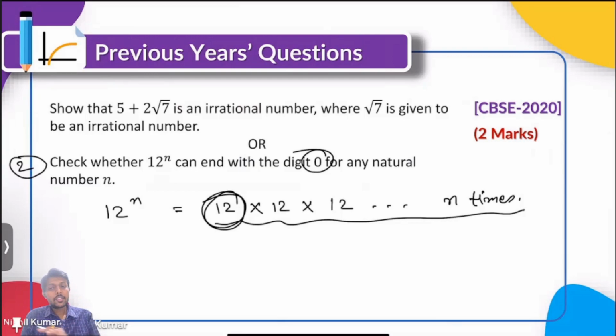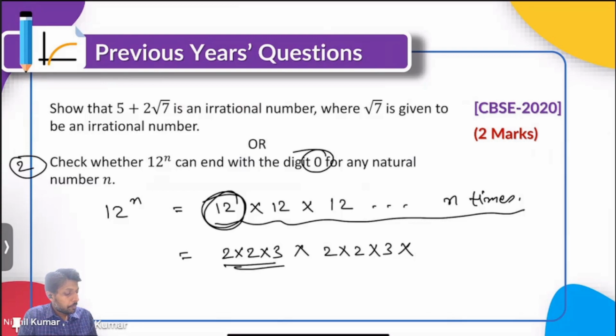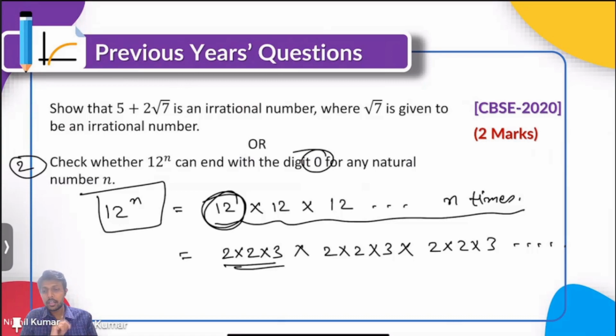No. There is no 5 appearing. So if you want to prime factorize this, this is what you're going to get over and over again, and so on. No 5 appearing here. So we've proved that this number will not have a 0 at the end, whatever value of n you take. I hope you understand the solution.